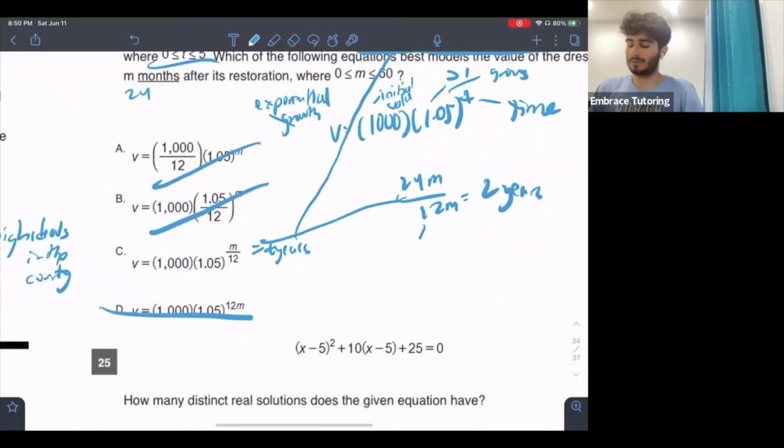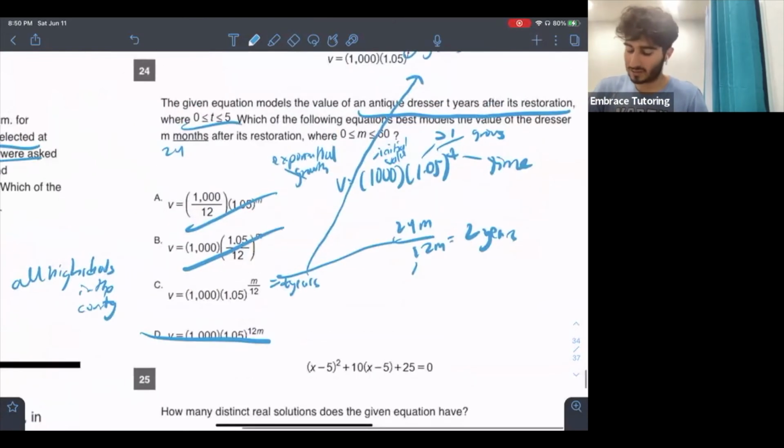D does not make sense because 12 times 24 months just gives you a large number of months, which doesn't convert into years. So that's why D is also incorrect, which is why if we cancel out using process of elimination, we know that choice C is correct for 24.